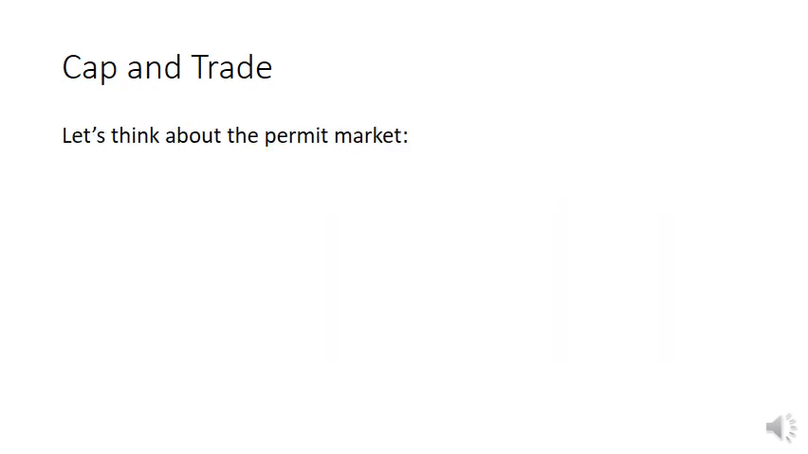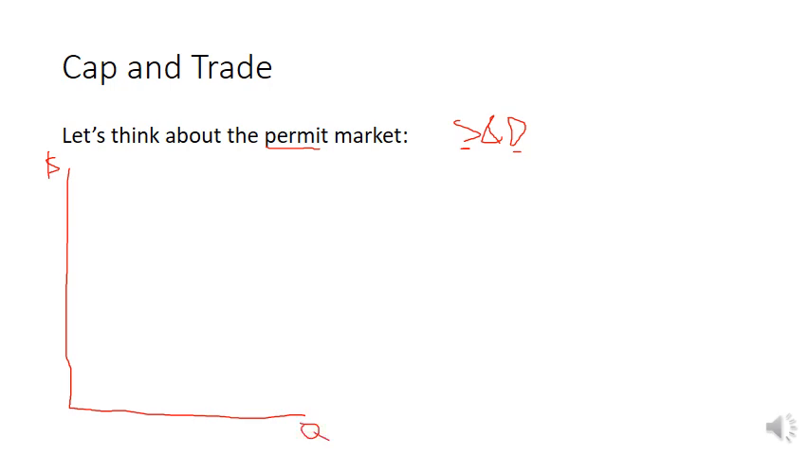So let's talk about the permit market, and what it looks like. When we talk about the permit market, we talk about it the way we talk about any market, in terms of supply and demand. All a market is, is consumers and producers coming together to negotiate over the price of a good or service. In this case, the good is the right to pollute. So we plot out supply and demand with price on the vertical axis and quantity of permits on the horizontal axis.